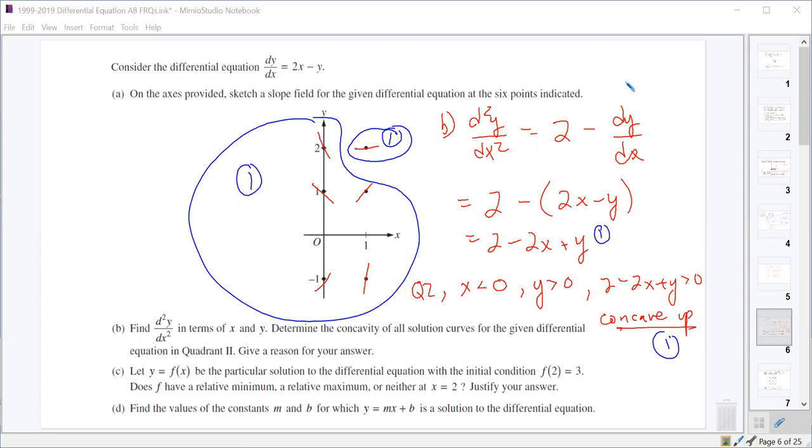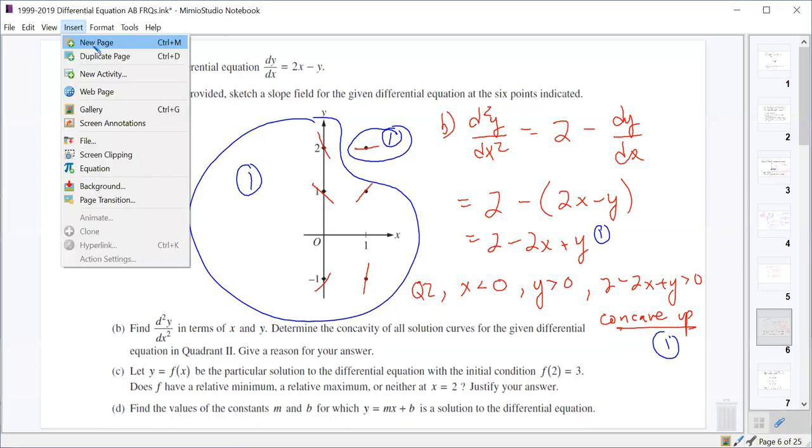All right, part C. So we've got some function y equals f of x is the particular solution to our differential equation with the initial condition f of 2 equals 3. And we want to know, does f have a minimum, a maximum, or neither at x equals 2? Well, if the function f has a minimum or a maximum at x equals 2, what does that tell you about the derivative? It either has to be 0 or undefined. Exactly.